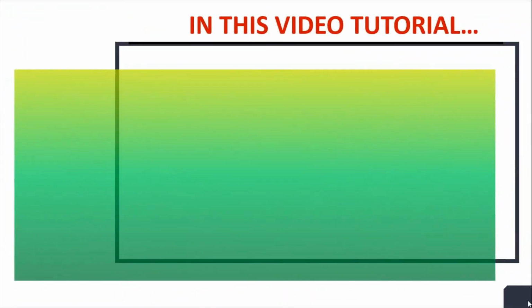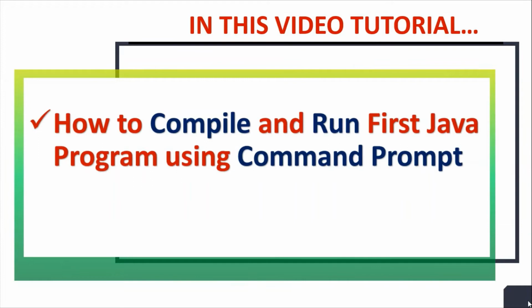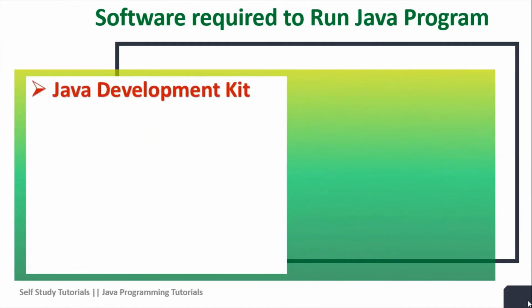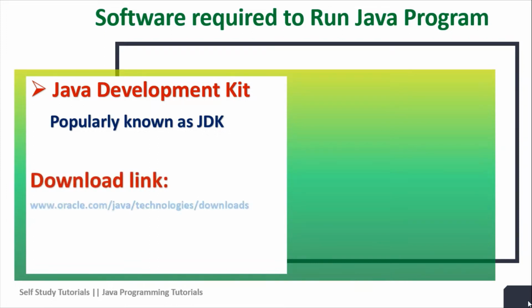In this video tutorial, we will learn how to compile and run first Java program using command prompt. Java Development Kit is the software that is needed to run Java program. Java Development Kit is popularly known as JDK, which you can download from oracle.com website.